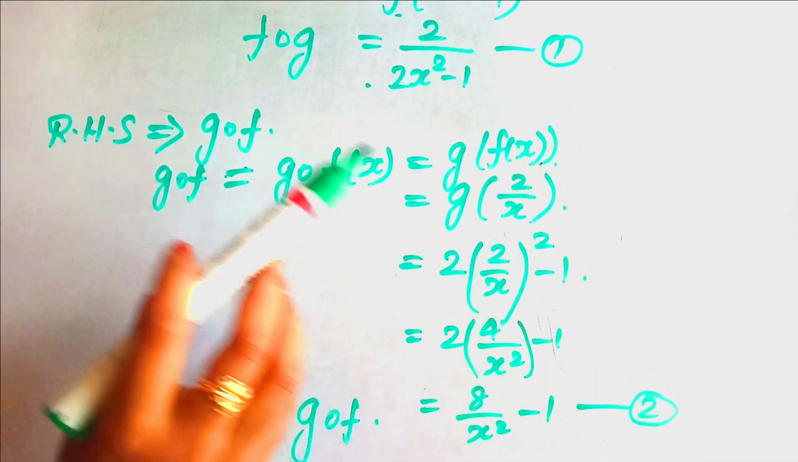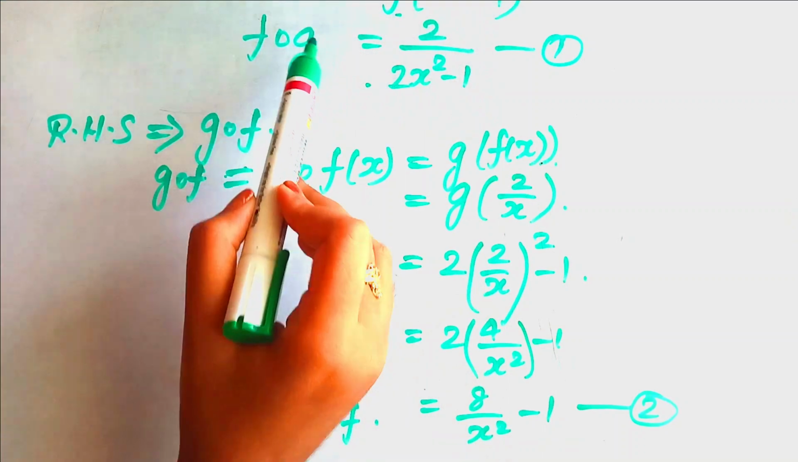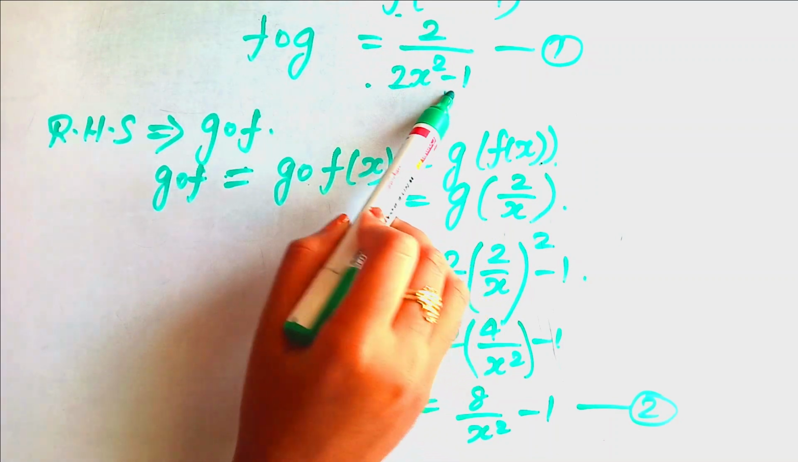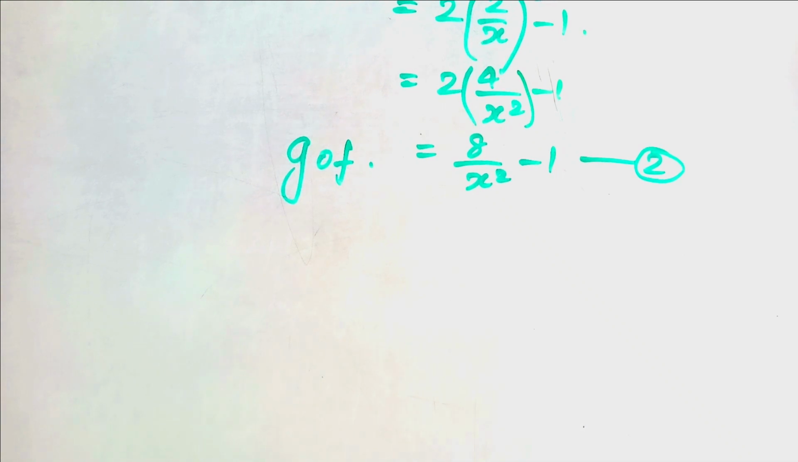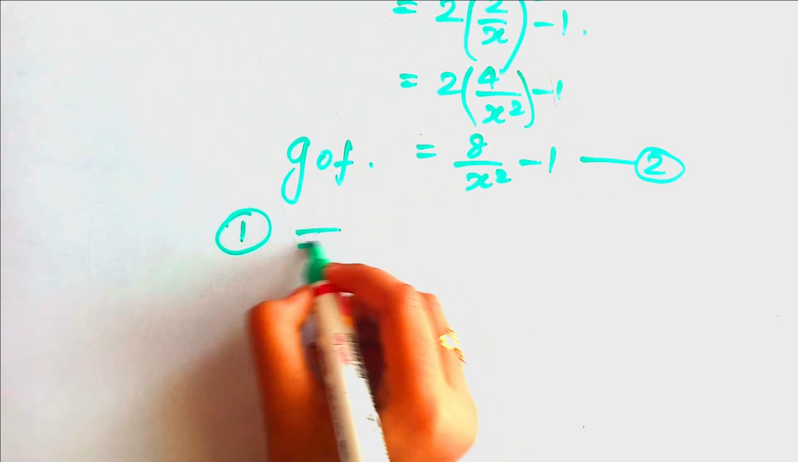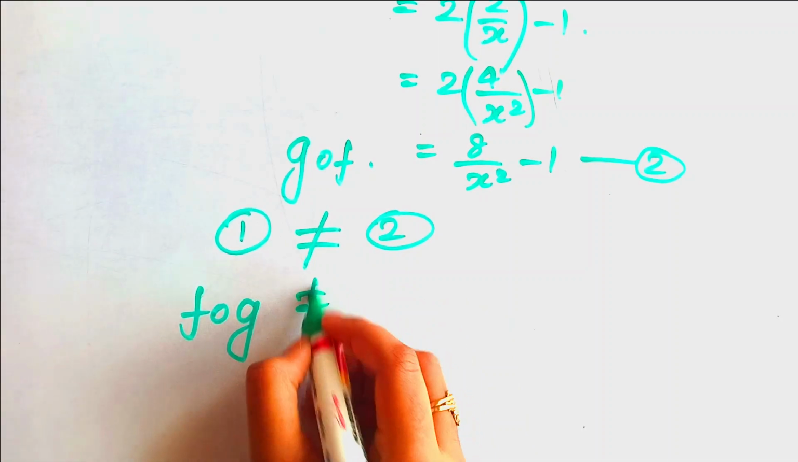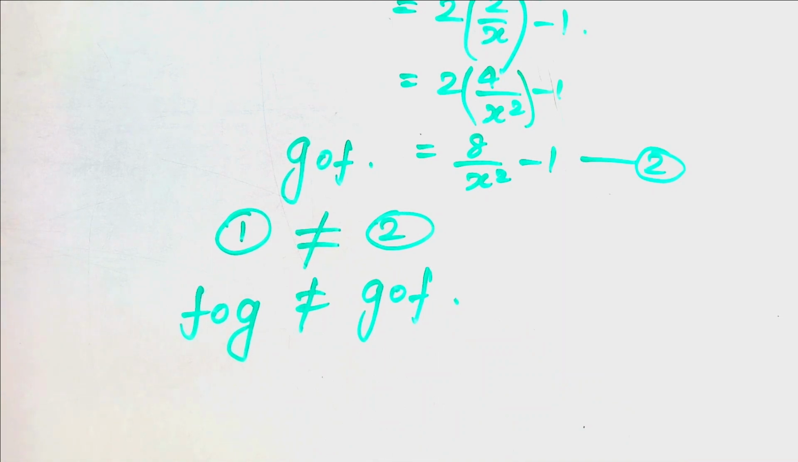So this is our first equation and this is our second equation. We have to check whether f∘g is equal to g∘f or not, right? Here the equation is 2 divided by 2x² − 1, and here our equation is 8 divided by x² − 1. These both are not equal, so you can write equation 1 is not equal to equation 2, which is f∘g is not equal to g∘f. Okay, can you understand? Now let's go to the third subdivision.